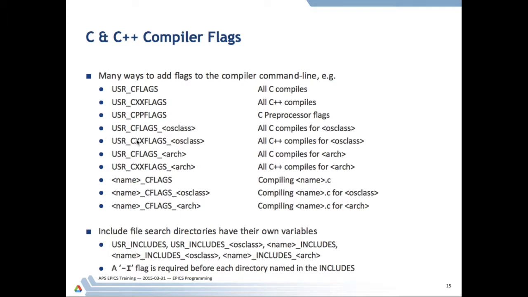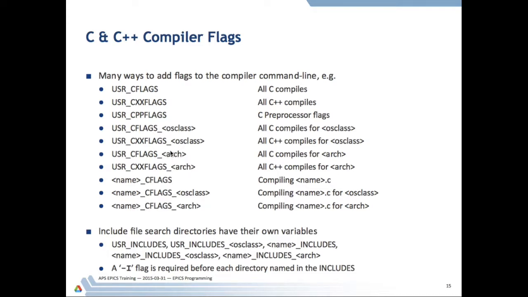And again, the user ones are used for all C or C++ compiles. CPP means C preprocessor, not C++. So if you have flags for the C preprocessor, those will go into the user CPP flags variables. You can again say do this, but only for compiles that are for targets on this particular OS class. So we have OS class versions of those user variables, but all these variables will get used for compiling all .c files from this makefile.